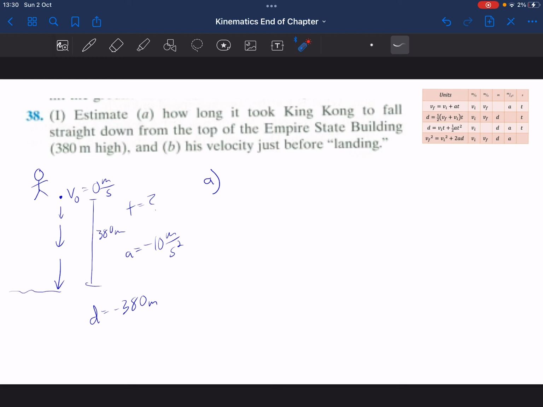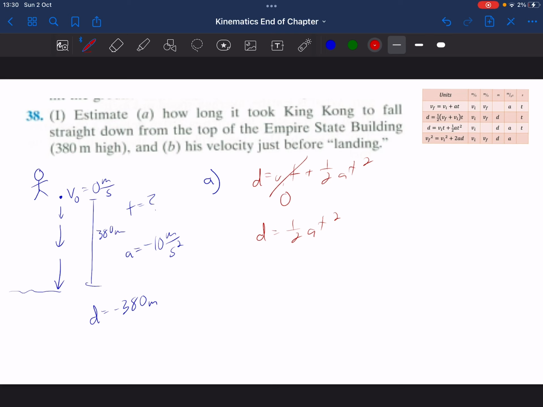We want to find time. So the one that we want is the one that doesn't have final velocity. That is this formula right here. So we will start with that. d equals v_i t plus 1/2 a t squared. Okay, the first term is 0 because the speed is 0, so we can just cancel out that first term, and we're left with d equals 1/2 a t squared.